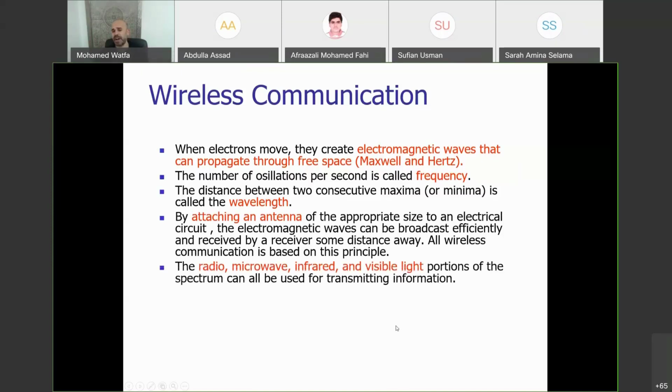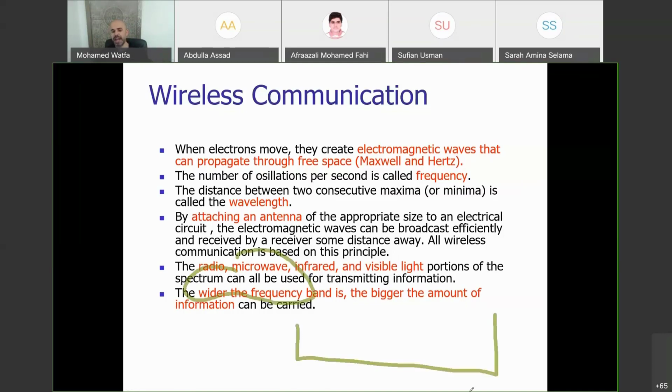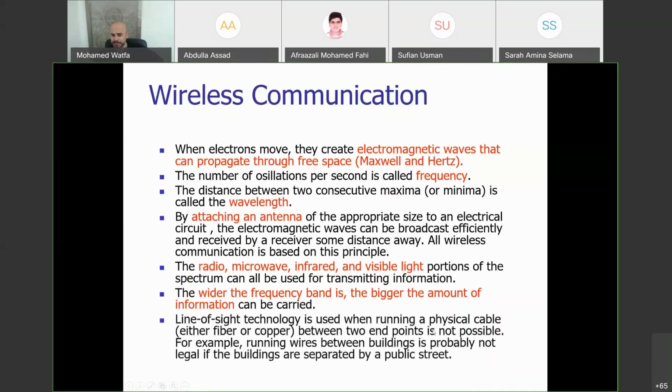You have different kinds of wireless, from radio to microwave to infrared to visible light. I'll talk about them. The wider the frequency, as you would expect, if I have a big frequency, I could send more, right? The window's bigger. It's like bandwidth. Bandwidth is frequency. If I give you bigger bandwidth, meaning you can send more. So that's something you need to know as well.